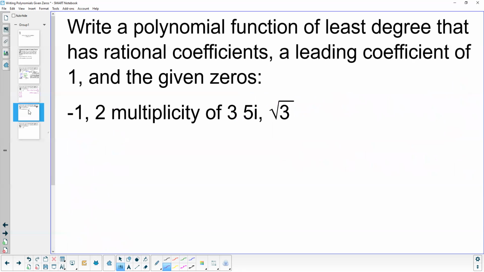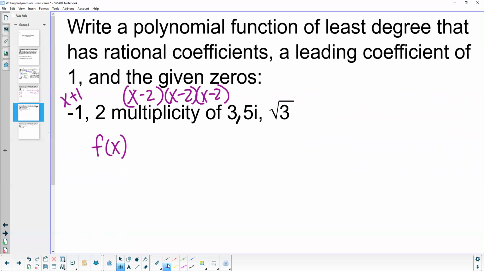Okay, so let's take a look at this next one here. We've got -1, 2 with a multiplicity of 3, 5i, and root 3. This is going to be our last example here, but what we want to do is write this polynomial function. So this one's going to have a lot to it. So our f of x, if it's -1 here, that means we have an x plus 1. 2 with a multiplicity of 3 means that I have an x minus 2, but I've got 3 of those.